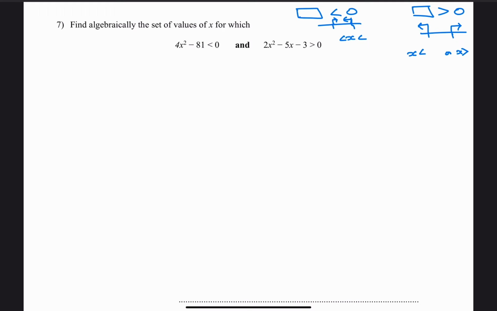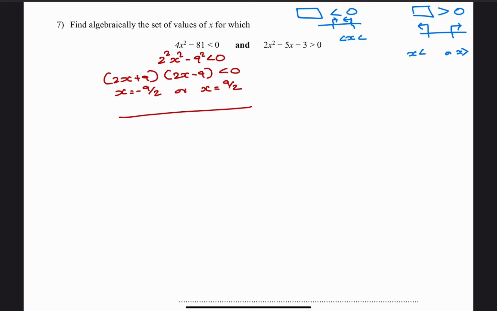So let's start here. Can you see it's a quadratic equation? However, there is no x term in there, and what you see is all square numbers and the minus. So it is a difference of squares. 4x squared is 2x squared, and 81 is 9 squared. Less than 0. You know what this is? 2x plus 9, 2x minus 9 is less than 0. x is minus 9 over 2, or x is positive 9 over 2.